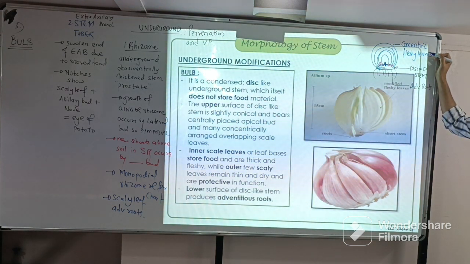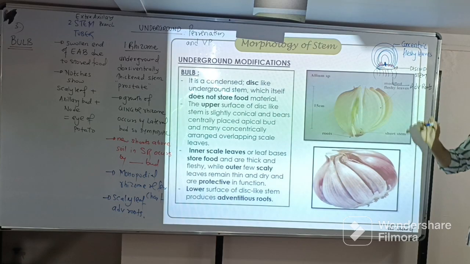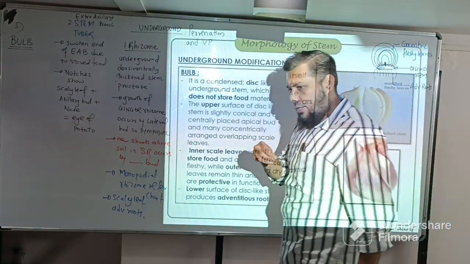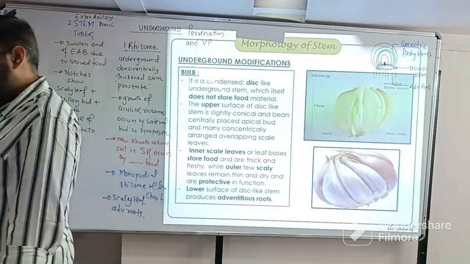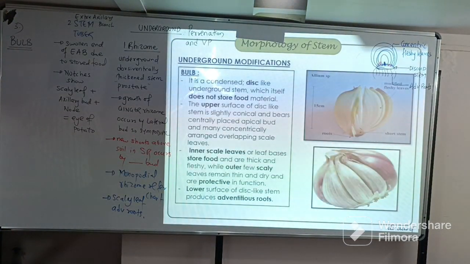So in the case of an onion, where is the stored food? In the stem or in the leaf? Leaf. So the part of the onion that we eat, which part do we actually eat? Leaf. Because the food is stored in the leaf. And how is the leaf? It's a concentric fleshy leaf. Did you get the point?